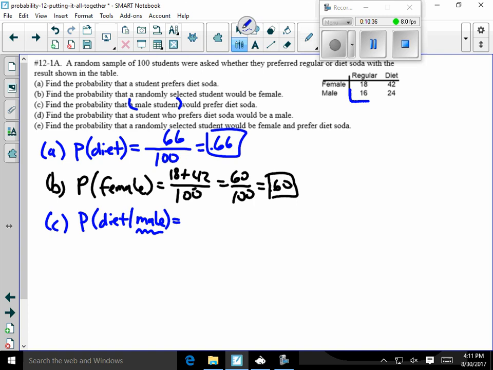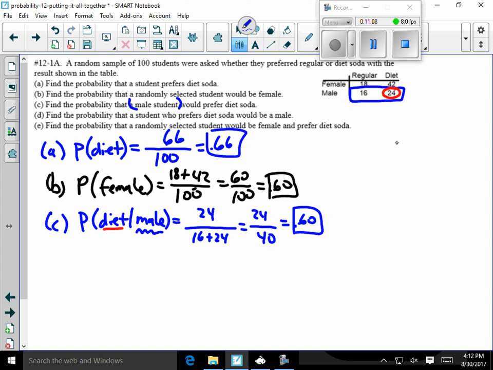And so we're going to restrict ourselves to a conditional sample space of only the 16 plus 24 students that are males, right? There were a total of 40 males. So out of those 40 males, now the event will be that they like diet soda, right? So that's going to be staying within the conditional sample space. The ones that like diet soda are the 24 there. Right, so that's going to be 24 out of that 40, and 24 out of 40 is also 60%. That's a coincidence that it happens to match the other number there. All right, so a conditional sample space because we have a conditional probability.